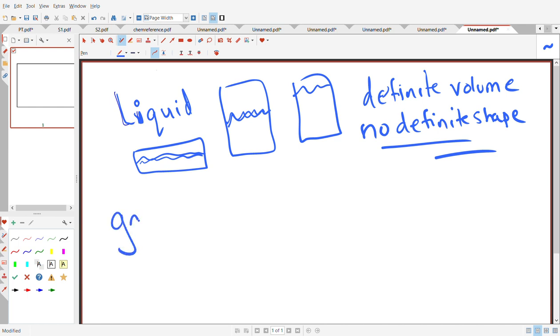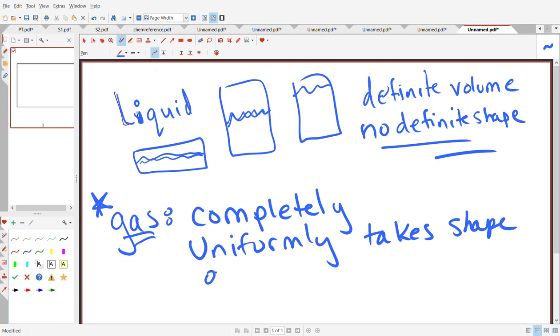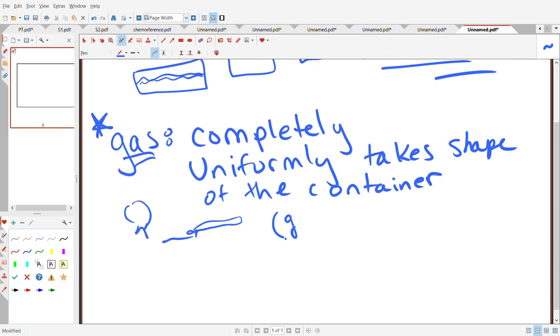Let's talk about a gas. I've mostly seen the mask solid, on rare occasion gas, never really the liquid, but for a gas, the key word is completely, or the other key word is uniformly, takes the shape of the container. And we could just think of balloons, all the different shapes of balloons that you have. And again, a gas completely takes the shape of the container. So that's it. You look for little subscript G.